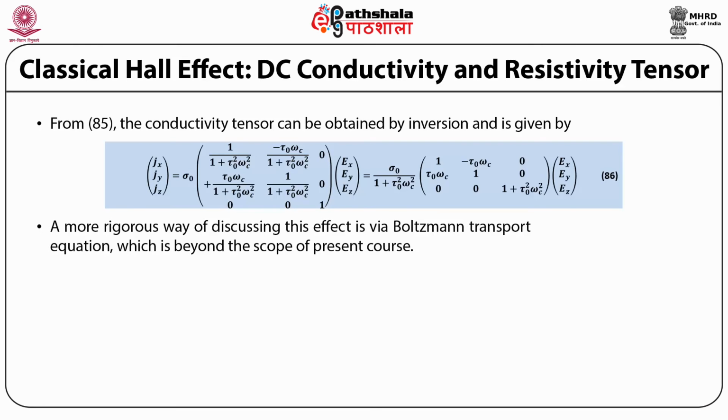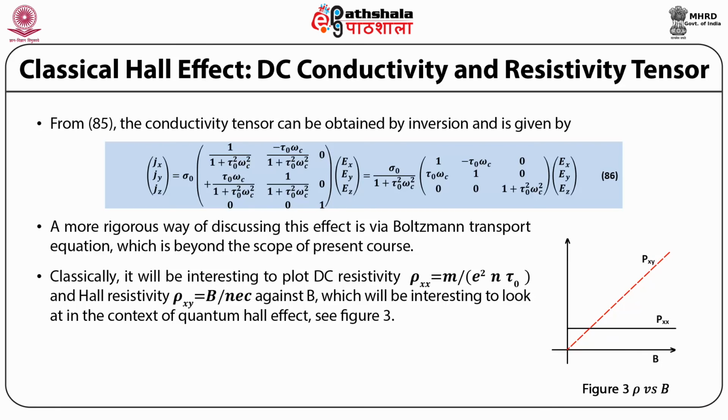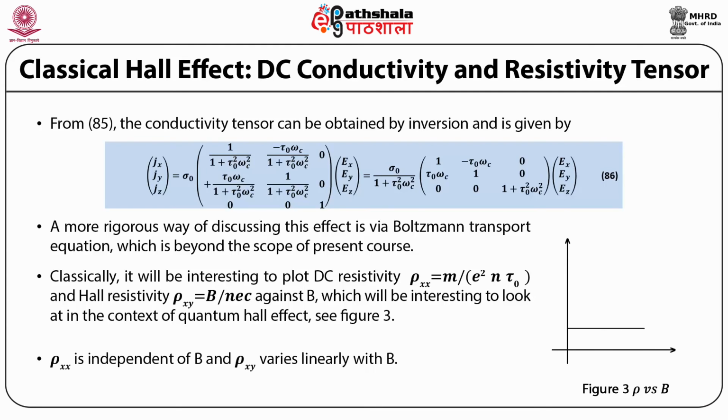A more rigorous way of discussing this effect is via the Boltzmann transport equation, which is beyond the scope of the present course. Classically, it will be interesting to plot DC resistivity rho xx is equal to m upon e square n tau naught and Hall resistivity rho xy is equal to B upon n e c against B, which will be interesting to look at in the context of quantum Hall effect, as shown in figure 3. One notes that rho xx is independent of B and rho xy varies linearly with B.